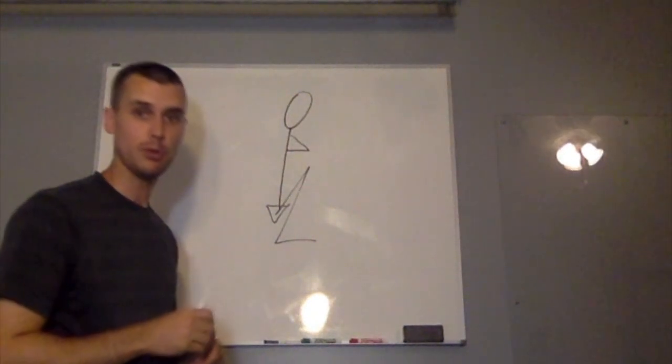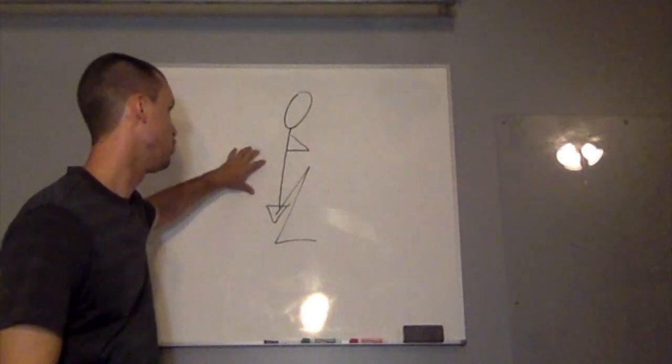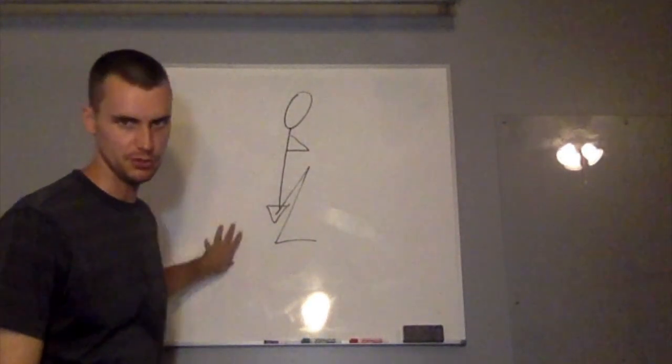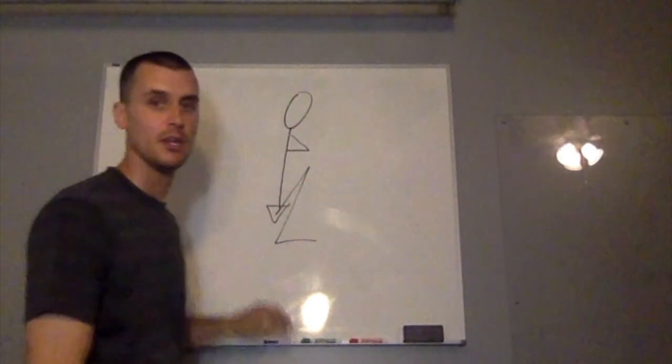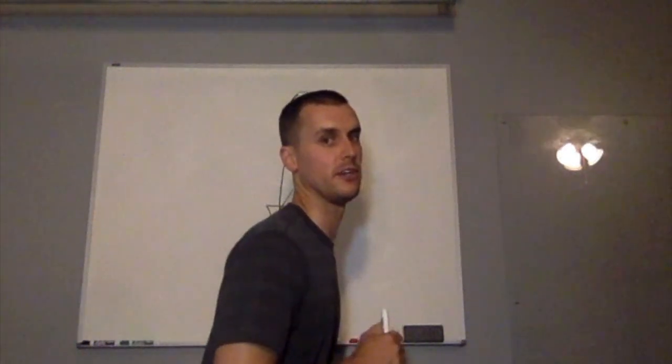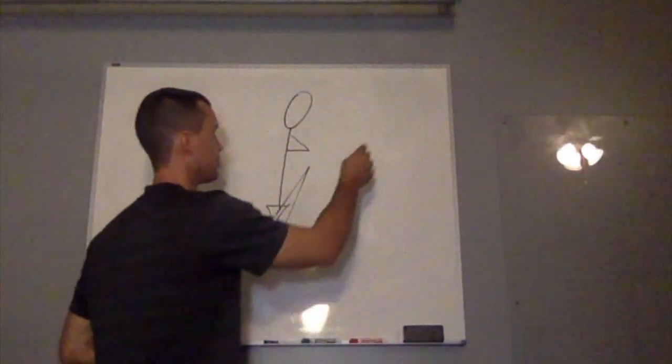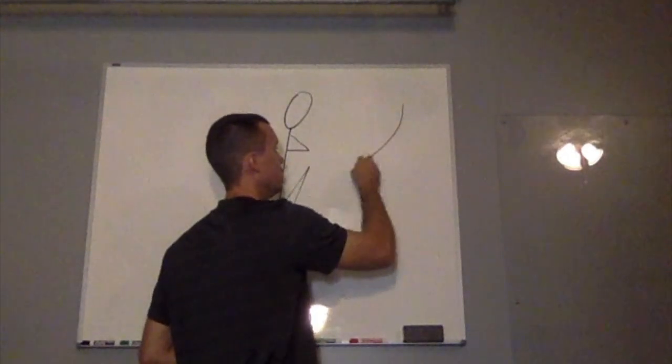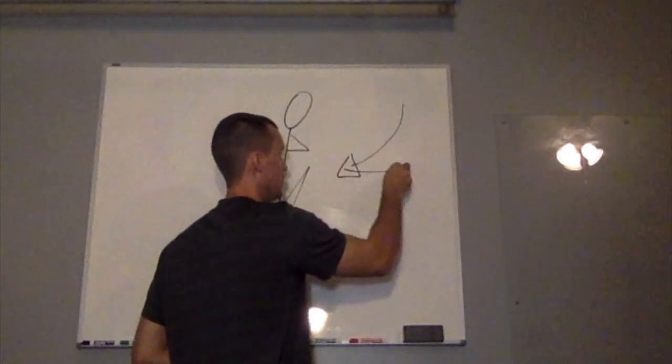Now, what does a poor squat look like, or who has a really tough time being able to squat to full depth like this? Well, people that really strongly arch their back and push their hips behind them. So, people that look like this when they squat.